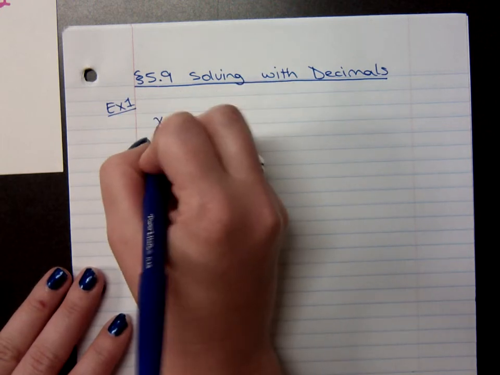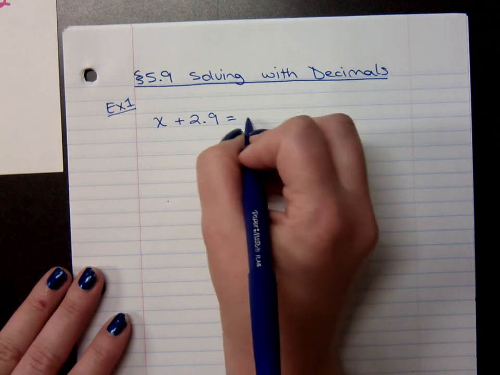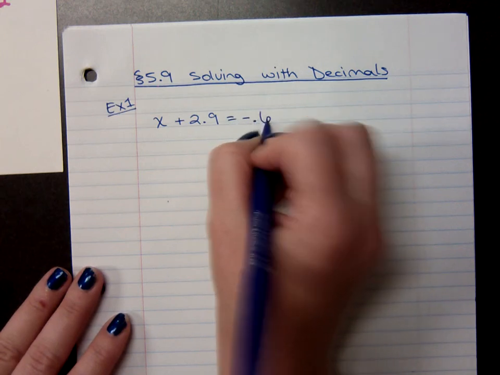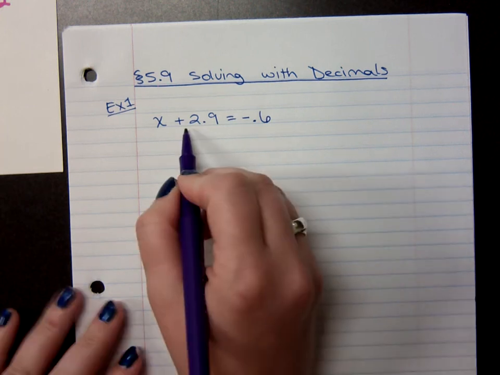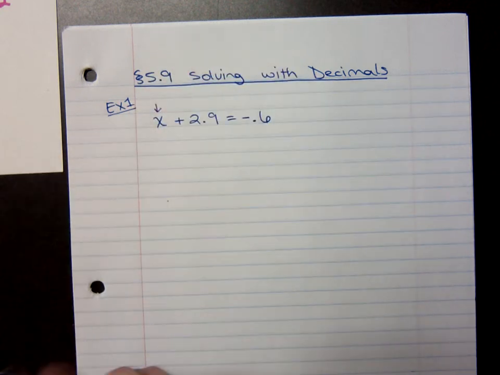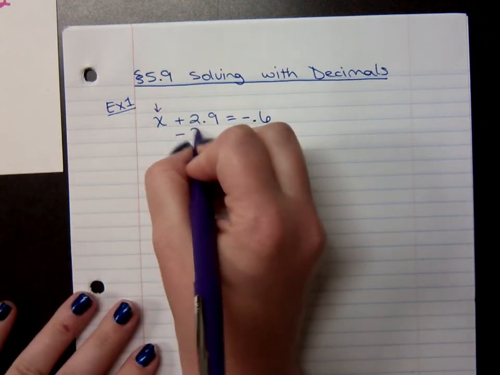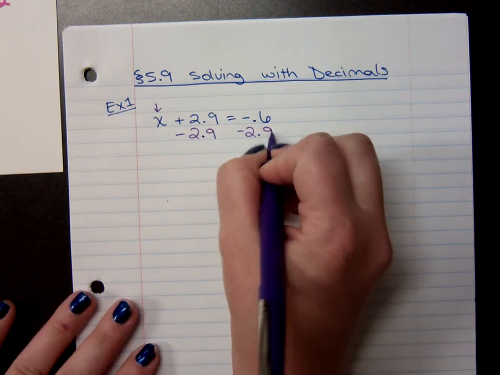If I have x plus 2.9 equals negative 0.6, I'm going to solve this just like we did in chapter 2. We need to move our constant to the other side in order to isolate the variable. So we're going to subtract 2.9 from both sides.